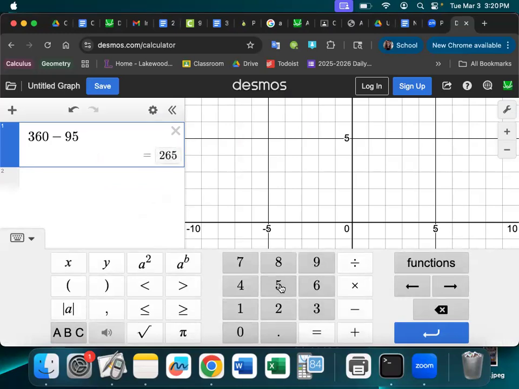And that is 265 degrees, which should make sense because this is bigger than half a circle. So it should be bigger than 180.